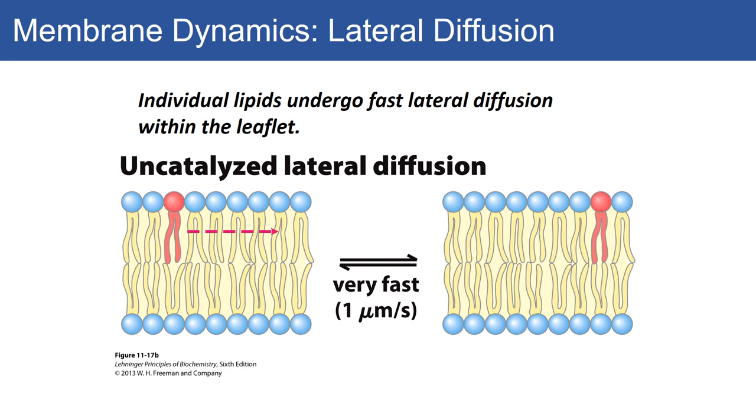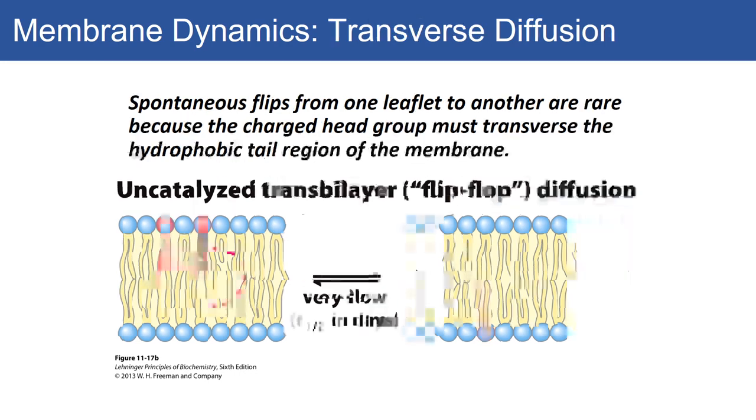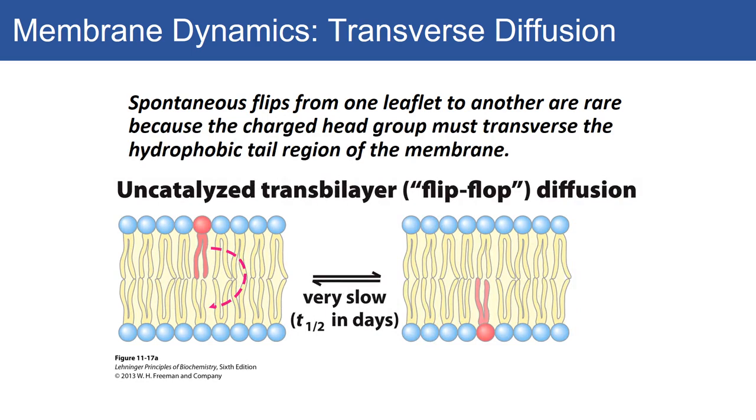Membrane dynamics: lateral diffusion, as we've discussed, is very, very fast, about 1 micron per second. Things just zip around as long as they're moving laterally. It's uncatalyzed lateral diffusion. However, if we're trying to get from one side to the other, that flip-flop diffusion is very slow. It does not happen very often. It's very, very rare because the polar head group has to get through an entire hydrophobic region, which is not energetically favorable.